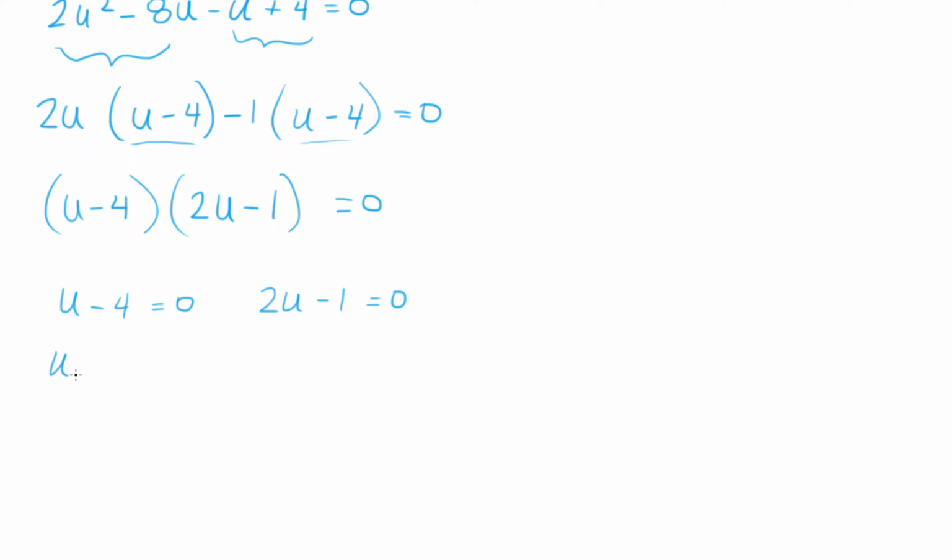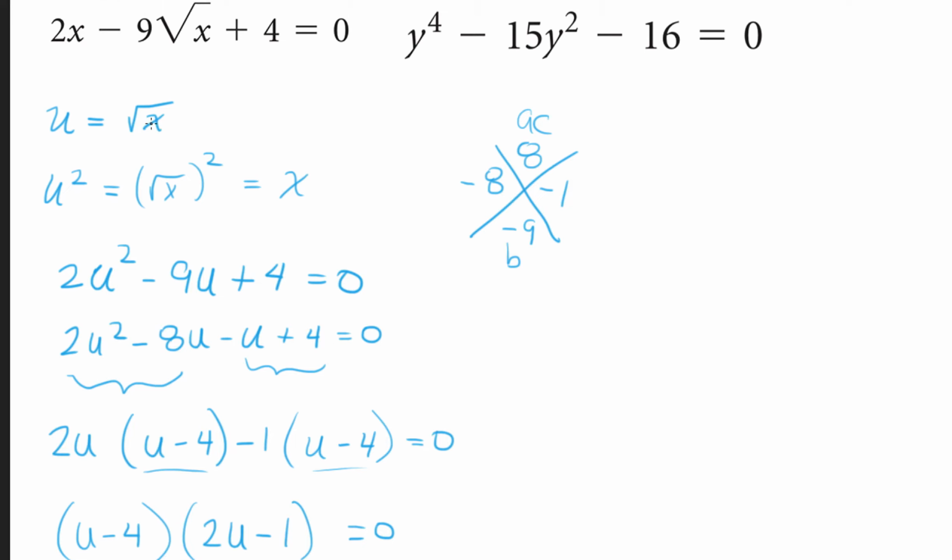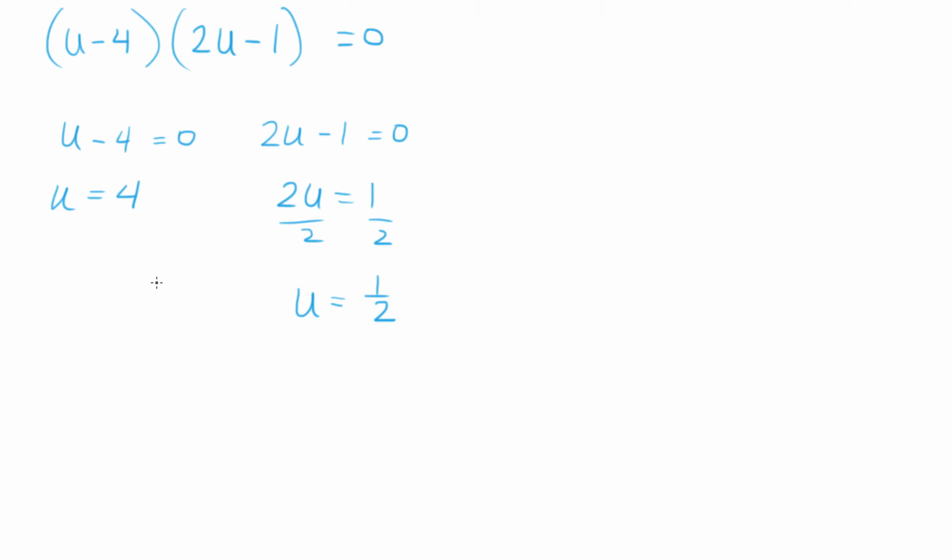Here we get u equals 4. Here we have 2u equal to 1. We divide by 2. We get u equals 1/2. But we're not done there, right? Because u is square root of x. So we gotta back substitute, okay? So now we know that square root of x equal to 4 and square root of x equal to 1/2.